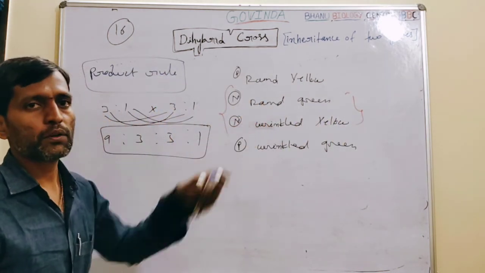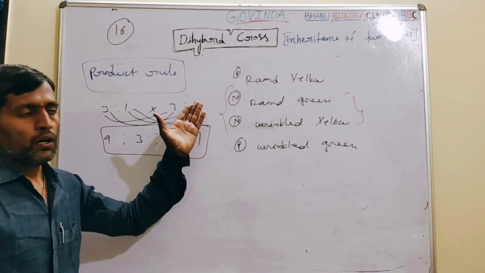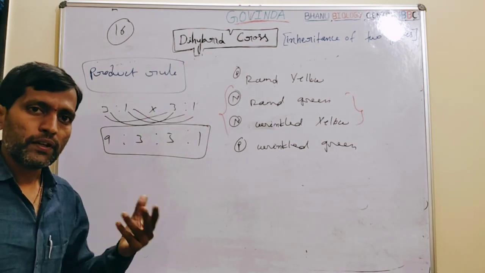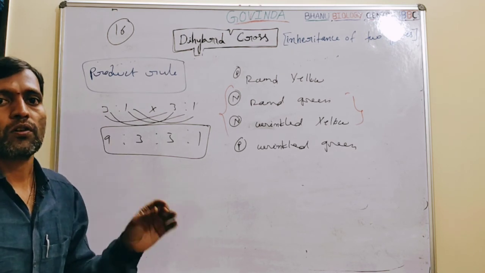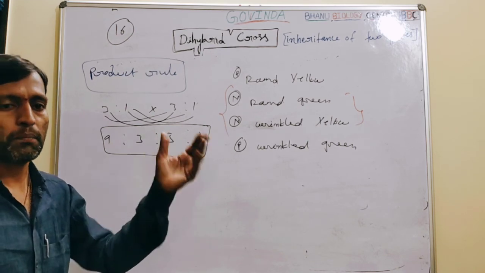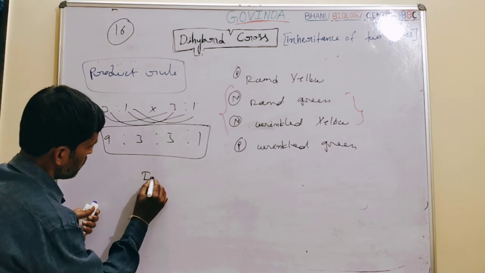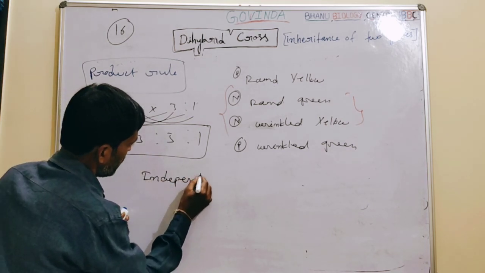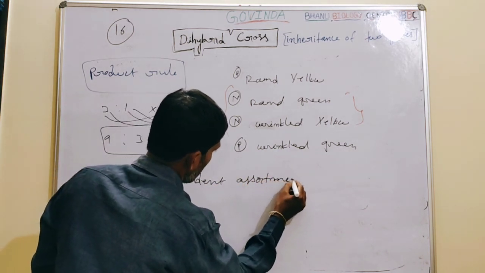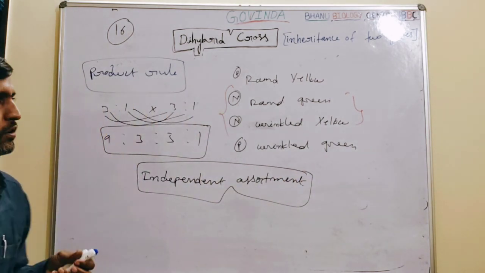So based on this observation, what Mendel concluded is any pair of contrasting traits does not interfere with the other pair of contrasting traits. So any pair can combine with any other pair. That is called independent assortment.